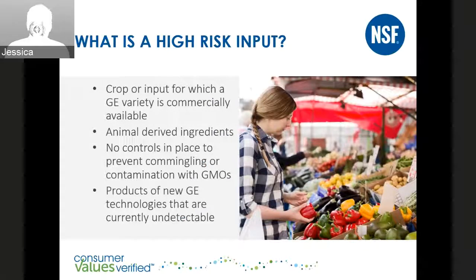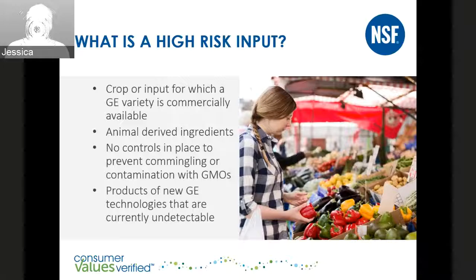So for a high-risk input, there are three different categories that comprise a high-risk input. First, an input is considered high risk if it's a seed crop or input for which a GE variety is commercialized, such as corn, soy, cotton, canola, papaya, sugar beets, summer squash, zucchini, and alfalfa, as well as animal-derived ingredients such as milk, butter, cheese, and honey.